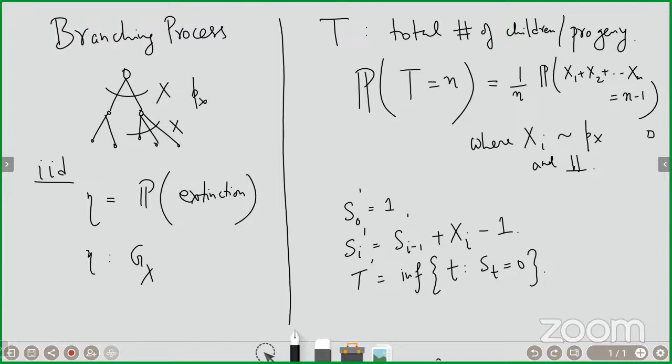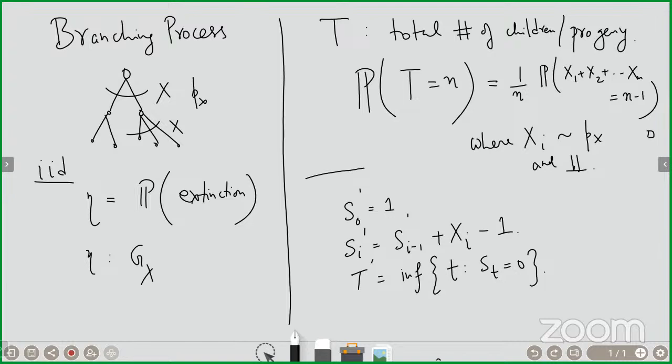I want to prove a result on this. T, remember, is the total progeny size of a usual branching process. I want to write this in terms of just the random variable X, which are i.i.d. copies. The result we want to prove is that the probability that the total progeny size is equal to n is nothing but 1 by n times the probability that the sum of these random variables takes the value n minus 1. Yeah, that's a very important result. Okay, it's useful to recall our reformulation of the branching process as a random walk.